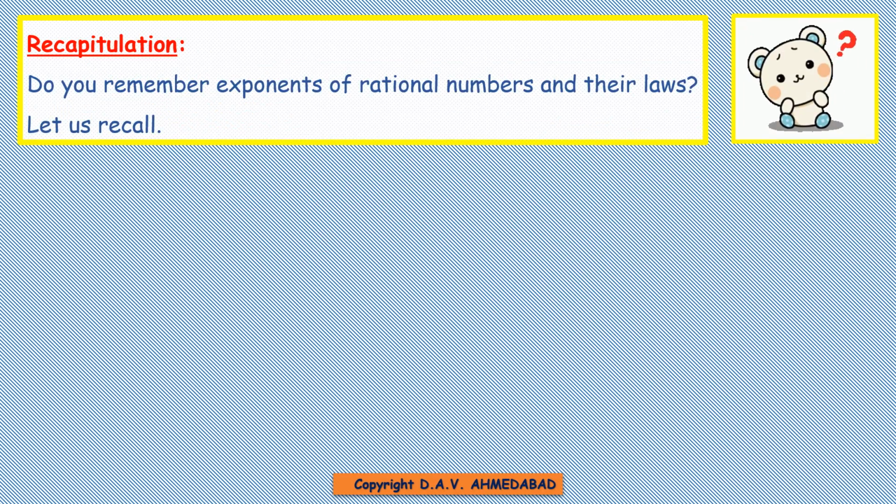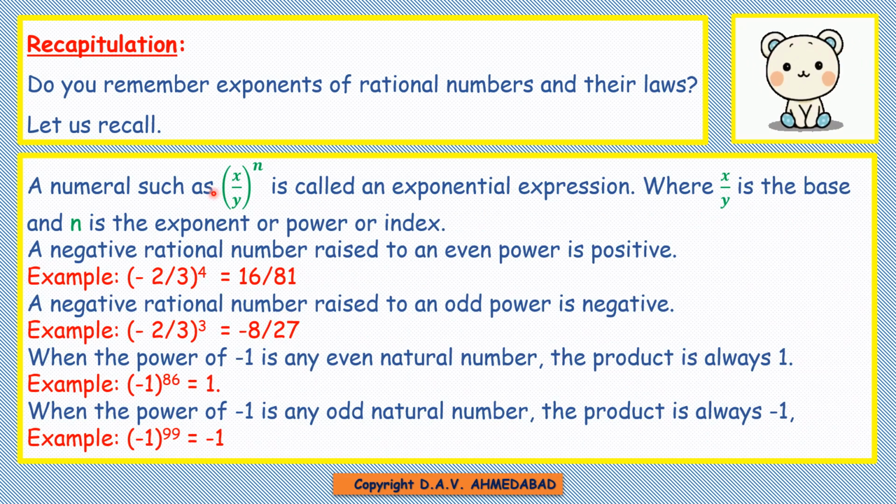Do you remember, children, exponents of rational numbers and their laws? Let us recall. A numeral such as (x/y)^n is called an exponential expression where x/y is the base and n is the power or index or exponent. A negative rational number raised to an even power is always positive, and a negative rational number raised to an odd power is always negative.